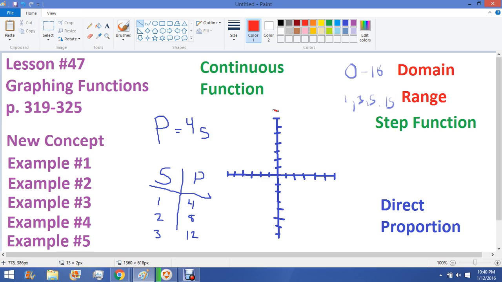So first point, 1, 4 up. We should have a mark right there. And then the next point, 2, 8 up. Right there. And then we can go ahead and connect this line to those 2 points. It's the graph of the function.